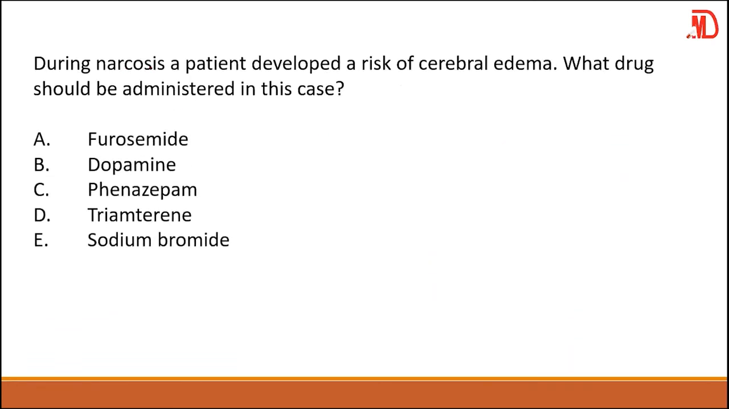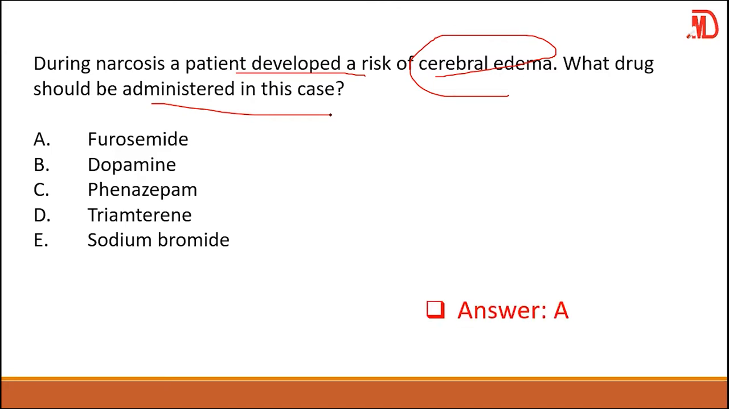During narcosis, a patient develops a risk of cerebral edema, meaning swelling, perhaps, in the brain. What drug should be administered in this case? We have cerebral edema. So you want to give a diuretic, of course, that is going to force fluid out immediately. And we've talked about this. So what loop diuretic can you think of? Who can tell me? Furosemide. Exactly. So your answer is furosemide. As simple as ABCD.